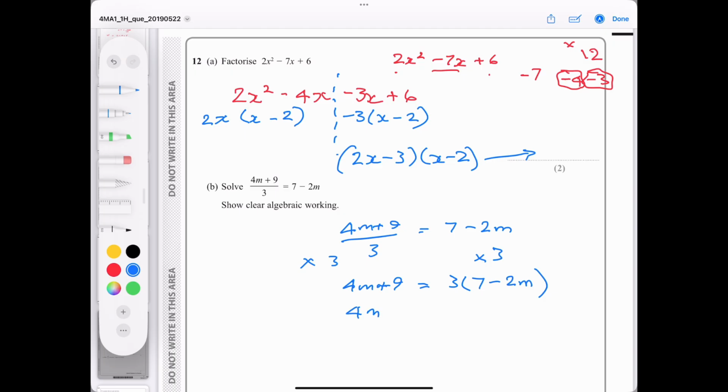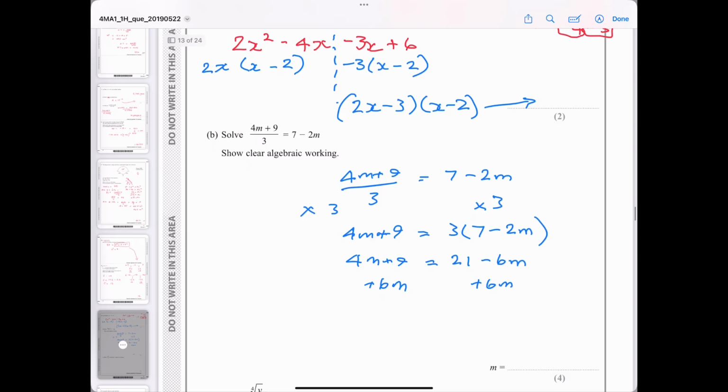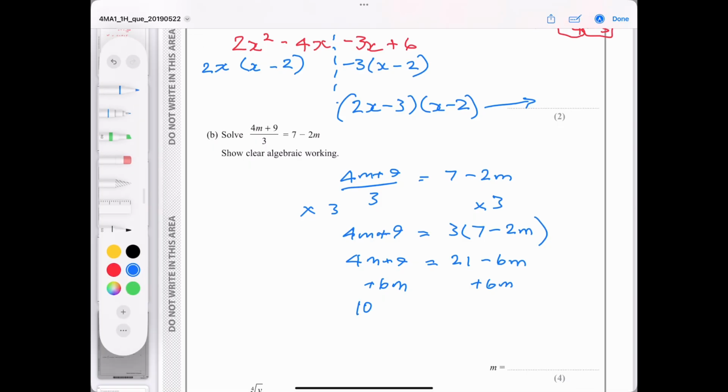Right, so 4m plus 9 equals 21 minus 6m. I'm going to add 6m to both sides, and that means that all my m's are going to be on one side and really positive. Okay, so I've got 10m plus 9 equals 21. So that means 10m equals, we're going to take 9 off both sides, 12. So m equals 12 over 10, which is 1.2, or 6 over 5, if you want to solve it that way. It doesn't really matter, both are fine.